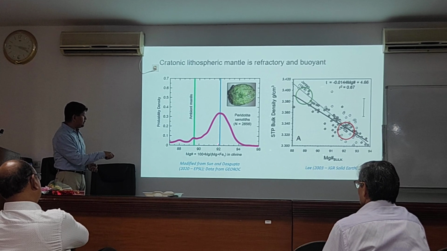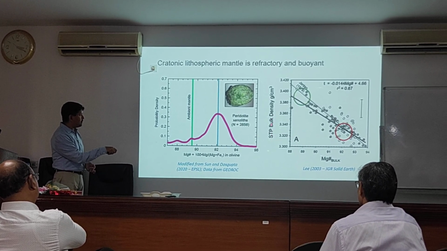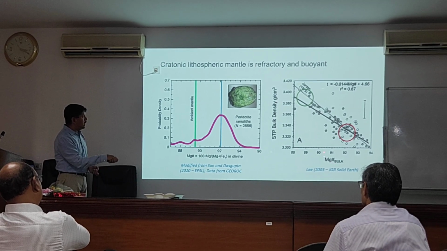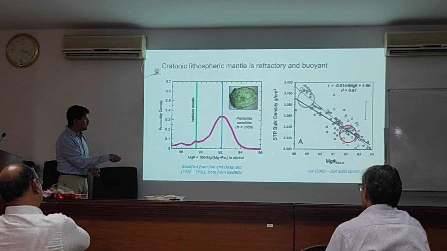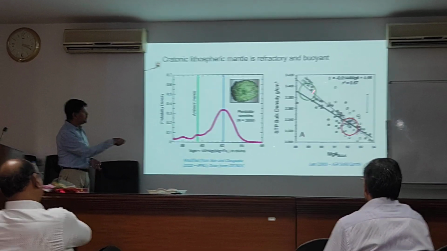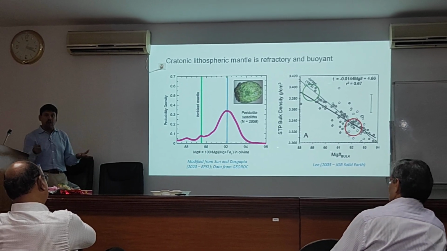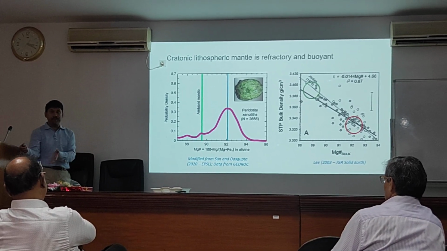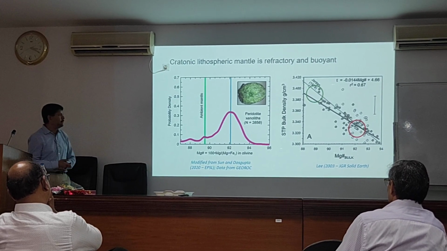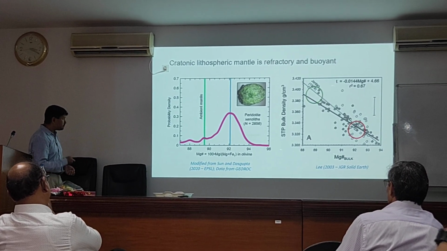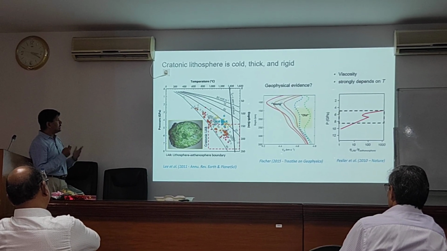If you go with an Mg number of 92, as you can see, at standard temperature and pressure the bulk density for peridotite rocks is much lower than if it's an Mg number of 89. So olivine or peridotite rocks will be less dense if they are more refractory, and more dense if they are more fertile. It's pretty basic. We knew that all along. This is just a justification. So again, cratonic lithosphere is cold, thick, and rigid.